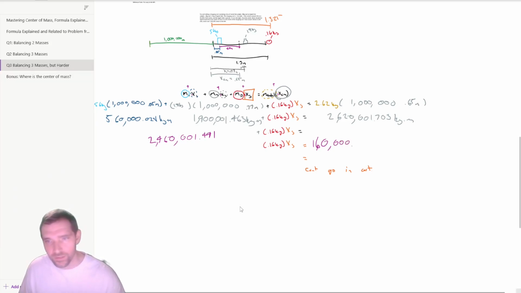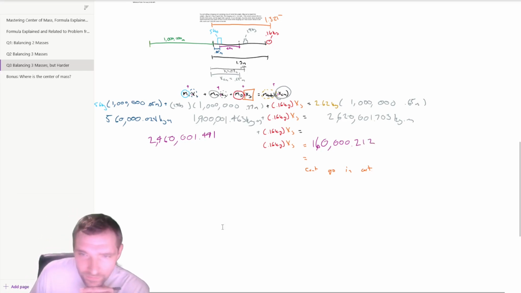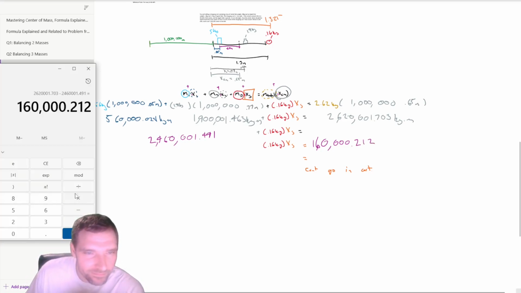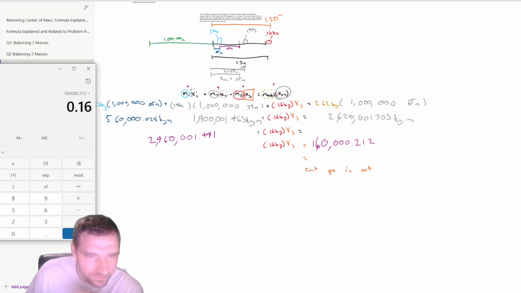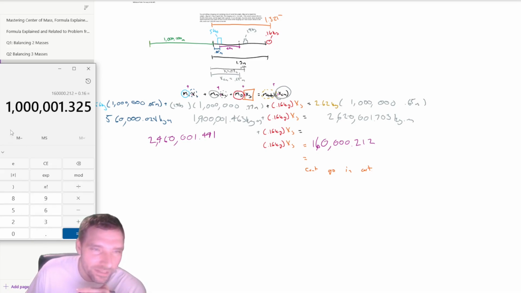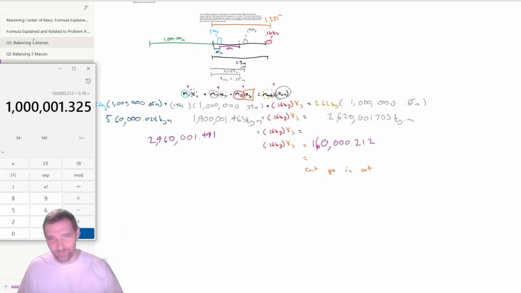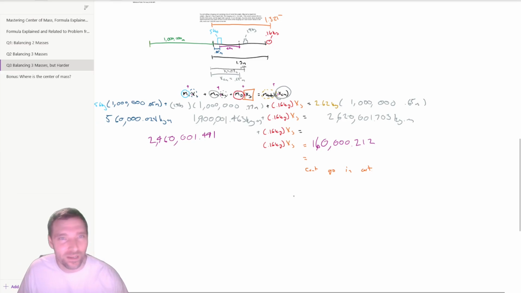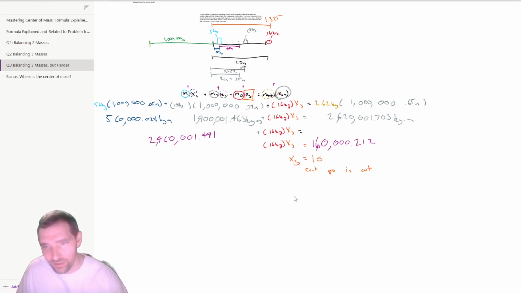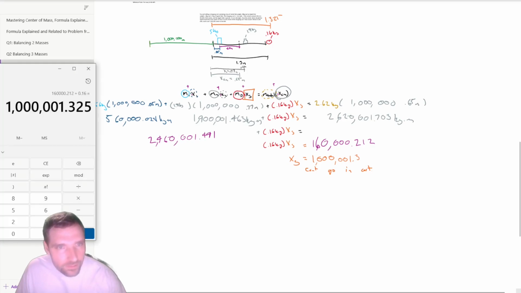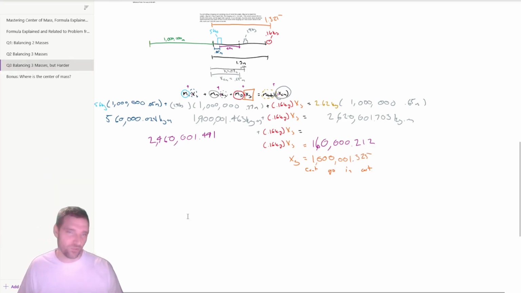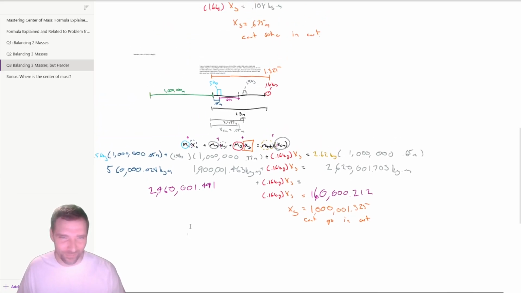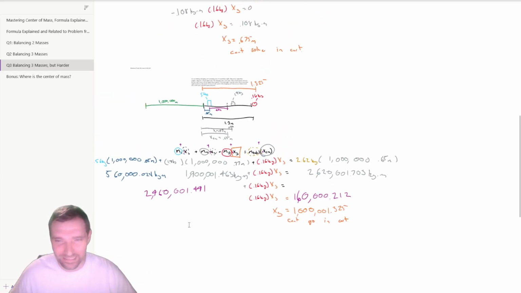Point 212. We divide that by our 0.16, and we're getting 1,000,000 plus 1.325. So this does work out the same. We're getting the same value. It's just like, why would you do this from this far away? But it holds. The math is equally valid from this reference point as any other reference point.